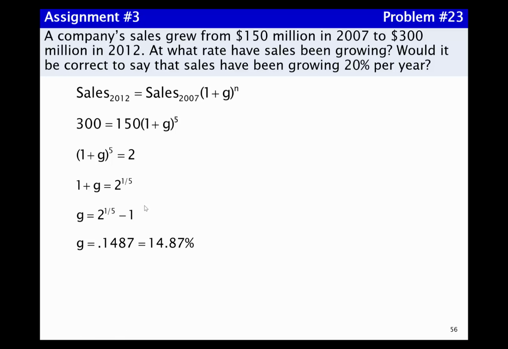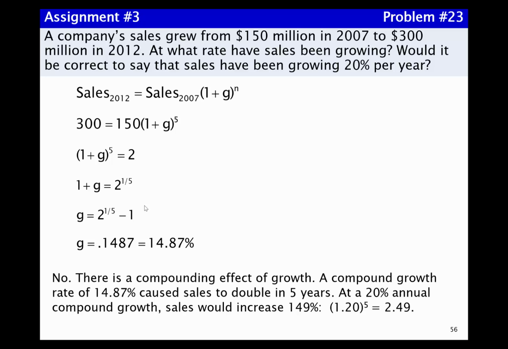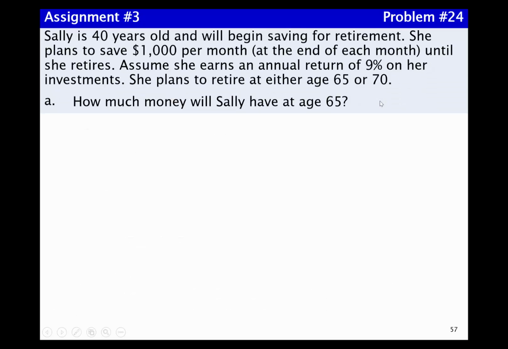So if a firm's sales grow 14.87% per year for 5 years, that compounds to 100% growth over 5 years, not the 20%. Had it grown 20% per year, sales would have actually increased 149%, not 100%. Okay? So there's a compounding effect to growth that if you simply take 100% divide by 5 and say it's 20% a year, you're ignoring that compounding effect.